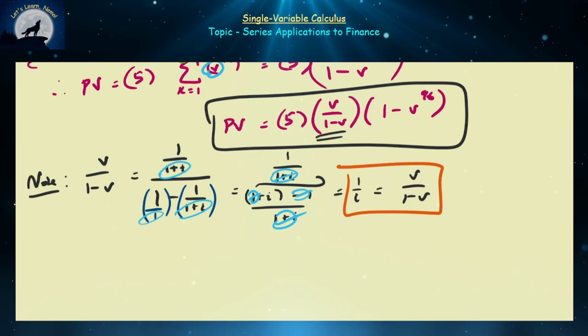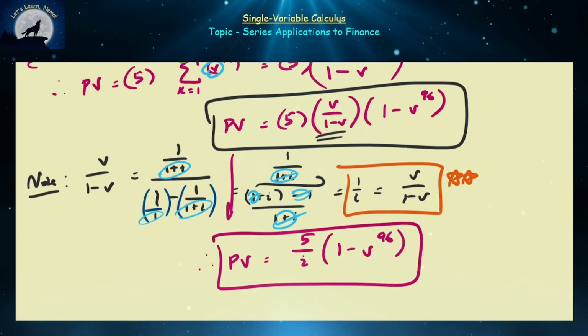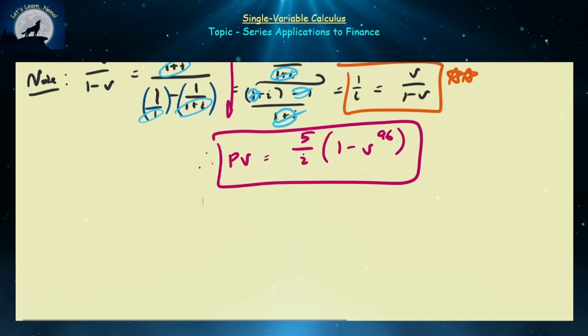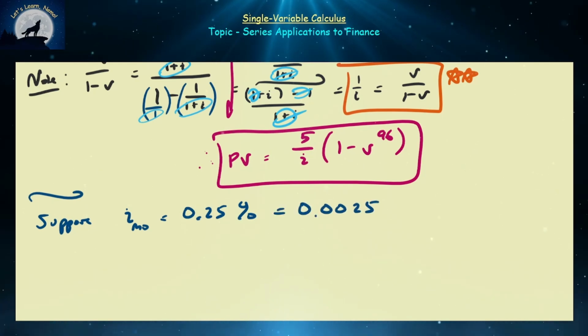So we have that nu all over 1 minus nu is simply 1 over that effective interest rate, right? And this is a very important identity in the realm of finance. So that means our present value from before can be simplified quite nicely as 5 over i times 1 minus nu to the power of 96. All right. So now let's get a particular number. Let's assume that the monthly effective interest rate is equal to 0.25%, which is a decimal of 0.0025.